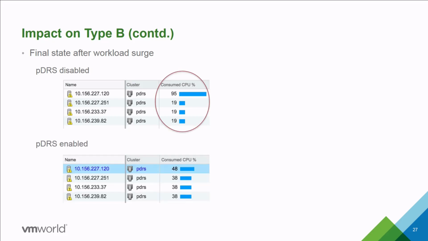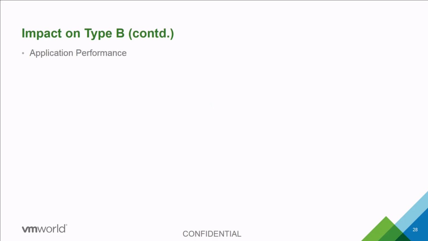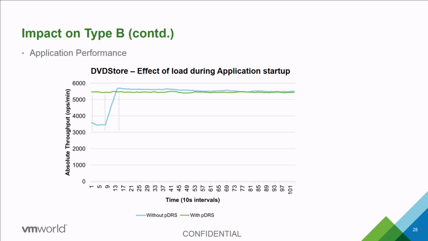And in the PDRS-enabled case, since we proactively distributed the VMs onto different hosts, there was no contention at all. And if you see how this actually translated into application performance, this is what the DVD Store throughput chart says. Again, we have two runs, the blue one and the green one. The blue one is without predictive DRS, and the green one is with predictive DRS.